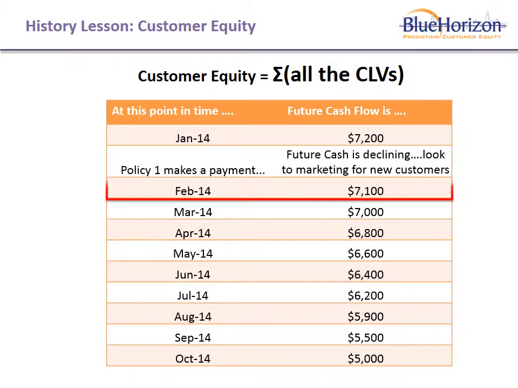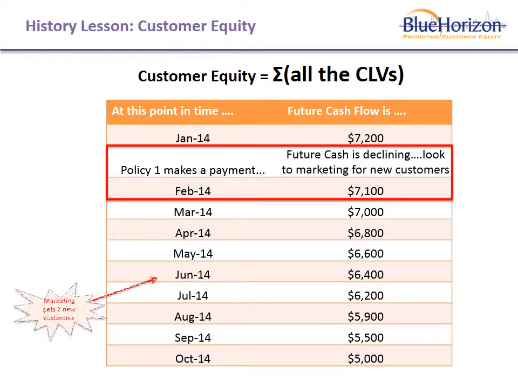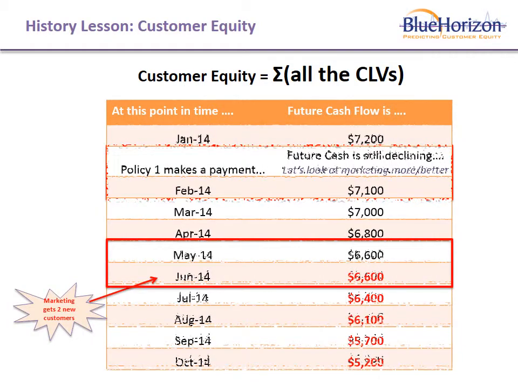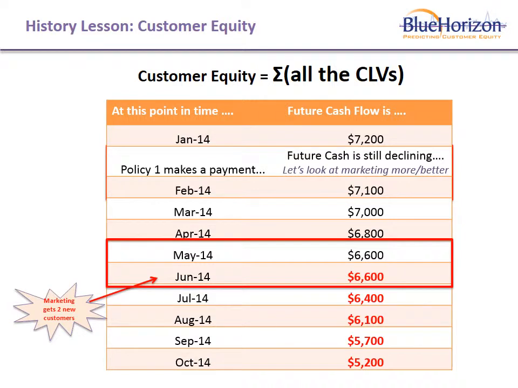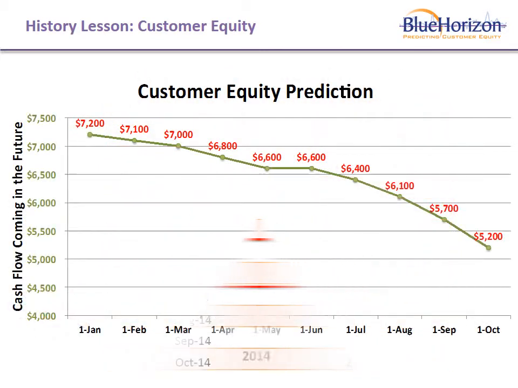If nothing new happens, I know that the value of the policies is declining each month as payments get made. If marketing gets me 2 new policies in June, the cash flow from the customers is higher because we add their cash flow to the cash flows we already knew about. Whatever the customer equity is at each interval, we can plot it on a graph, and the line formed by the successive predictions shows the health of the brand in the future.